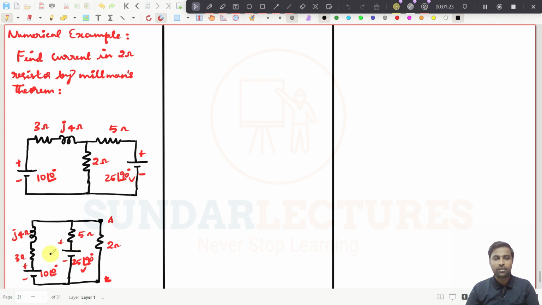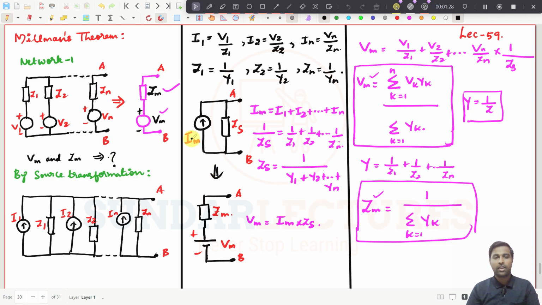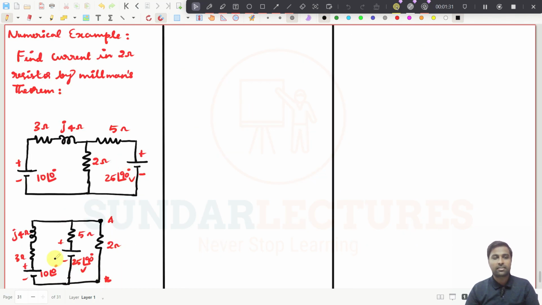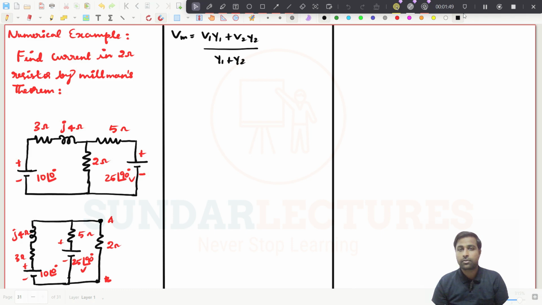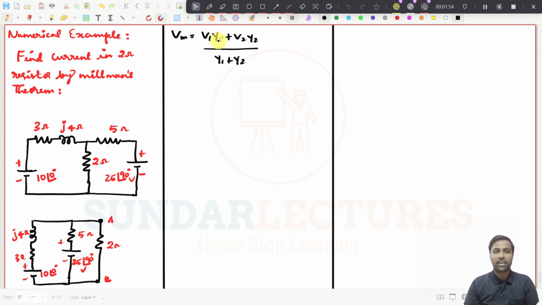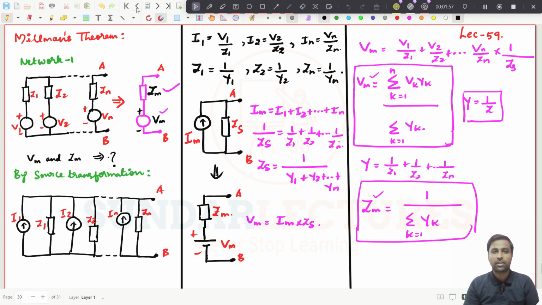Now you see these two can be converted, right? Because this is like Millman's theorem. Using Millman's theorem, I can convert these two branches to a single branch. So for that, we need to find both values, Vm and Zm, right? So I will just copy this and put it in the next page. So this is the Vm formula, and Vm can be written as V1 Y1 plus V2 Y2 divided by Y1 plus Y2. That is what we have done here, right? This formula that I have just converted here.